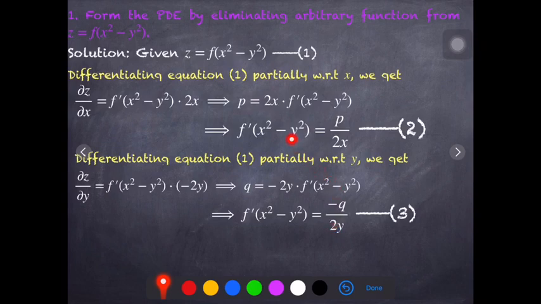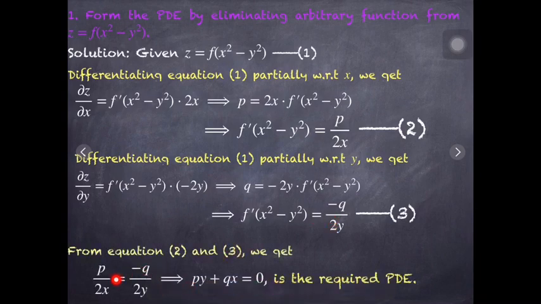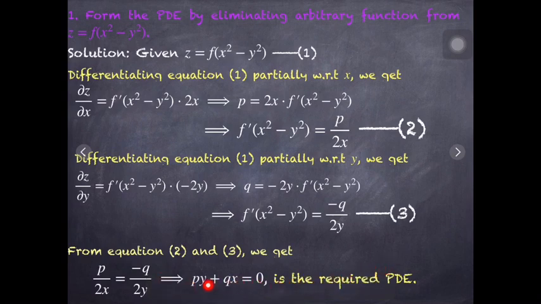Now observe the LHS in equations number 2 and 3, both are the same, so equating the RHS, we get the final solution in the form p by 2x is equal to minus q by 2y. The 2 cancels, and cross multiplying, we get the final solution as py plus qx is equal to 0.